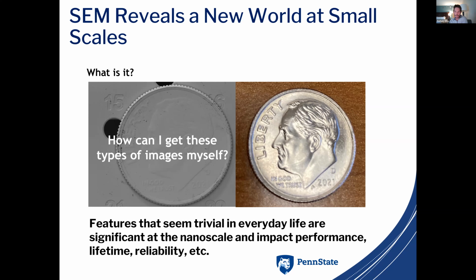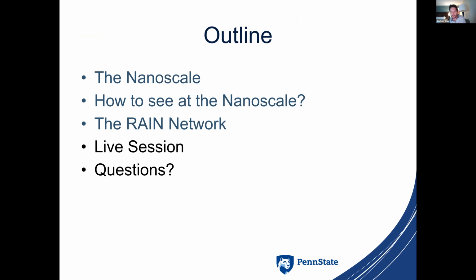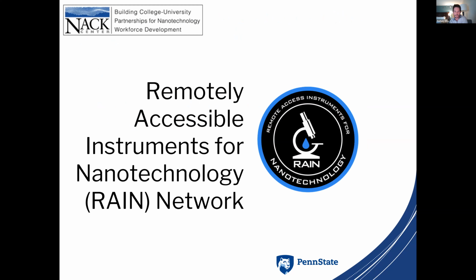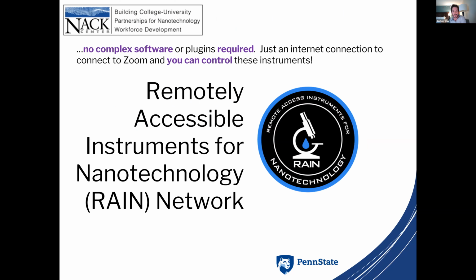How do you get these types of images? How do you show your students this type of resolution? That's where the RAIN network comes into play. So the RAIN network stands for Remotely Accessible Instruments for Nanotech, and it's free of use to everyone. It's this resource that's been around for a long time, but quite frankly, not enough people know about it. What's cool is you don't need any complicated software. There's no plugins. All you need is an internet connection and a desire to learn, and you can take advantage of this network. And not only can you see these images, your students can literally control the machines.